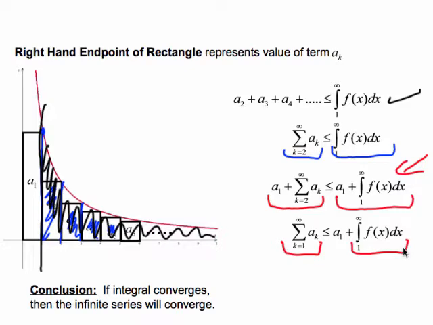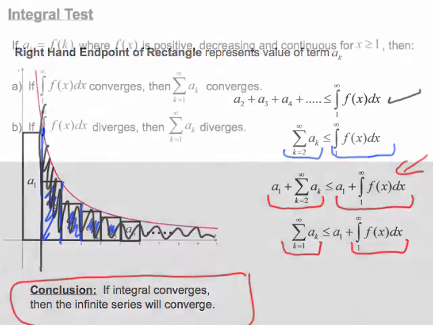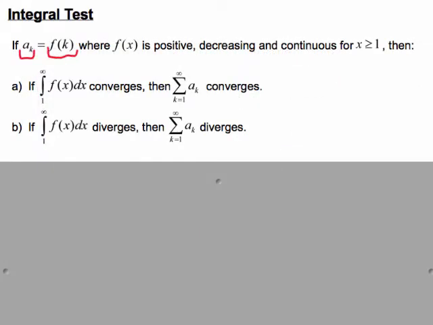And this is the second part of what we call the integral test, which, if you put both of those results together, looks like this. If we let the terms of our series equal the function value at x equals k, and we have f of x being a positive, decreasing, and continuous function, then we're saying that if the definite integral converges, the series converges. And if the definite integral diverges, the infinite series diverges. So what we're saying is that the infinite series behaves the same way as the definite integral. We can determine the convergence of a series by looking at the corresponding definite integral.